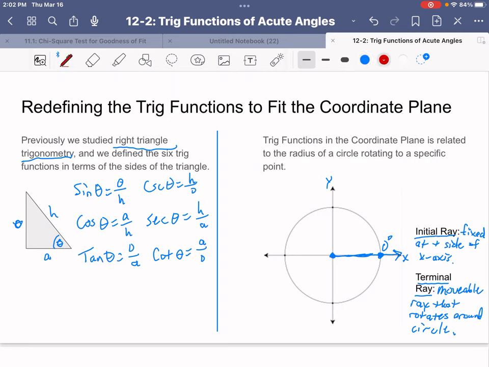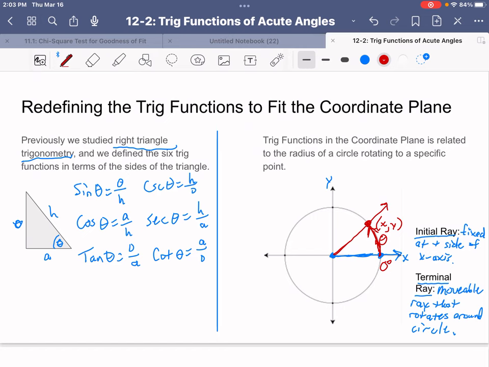So imagine the terminal ray is currently lying on top of the initial ray, but then the terminal ray is movable. So let's say that the terminal ray starts to rotate in that direction. That's not the terminal ray, that's just me saying what direction. And then the terminal ray stops rotating and it hits a point on the circle. Let's say that that point is x comma y. Well, you see what's going on here. Let me move this 0 degrees out of the way. 0 degrees is right there on the positive side of the x-axis. This is an angle theta of rotation.